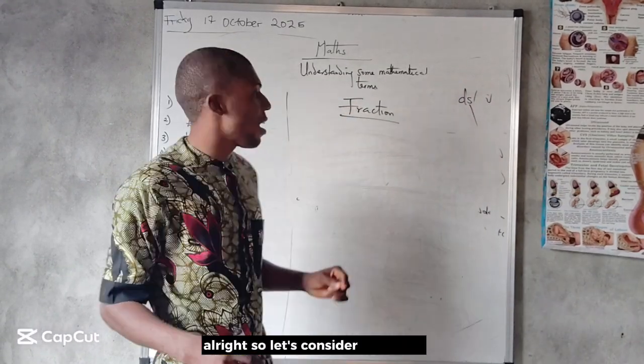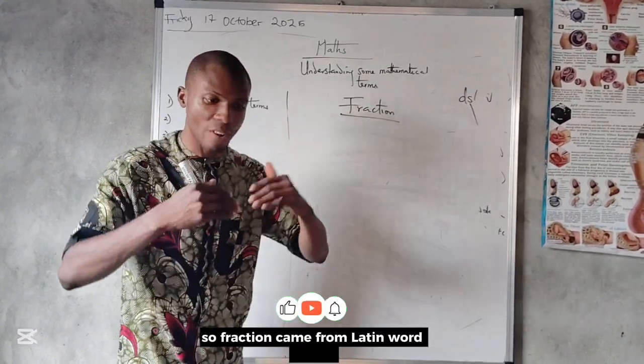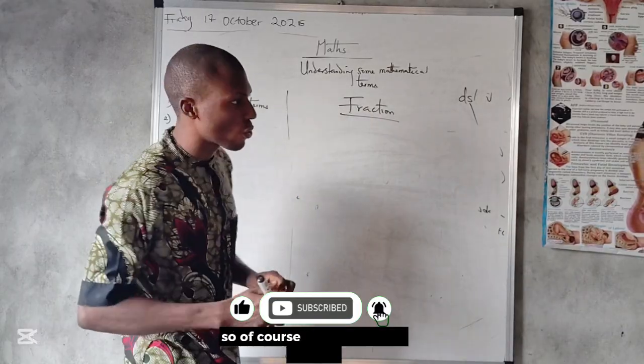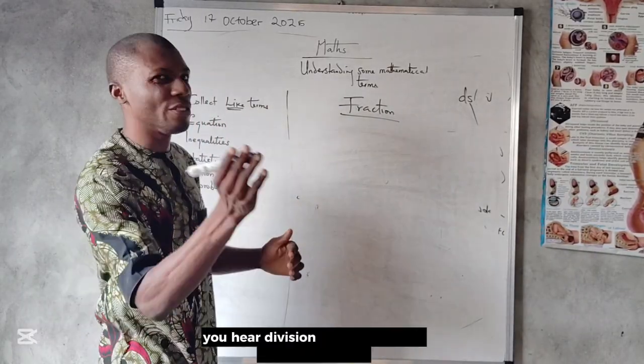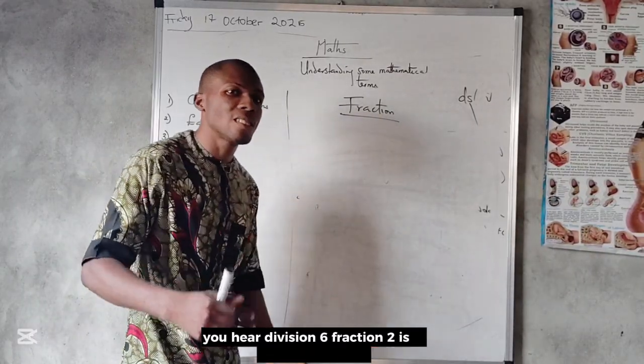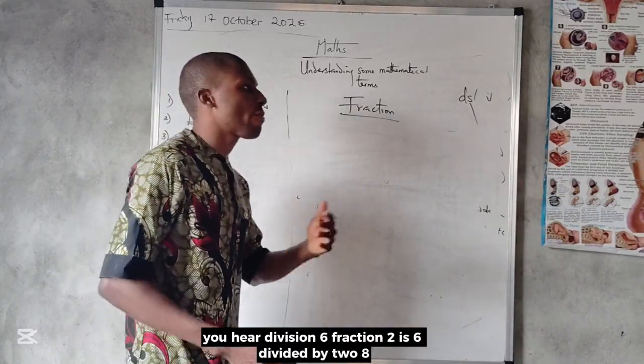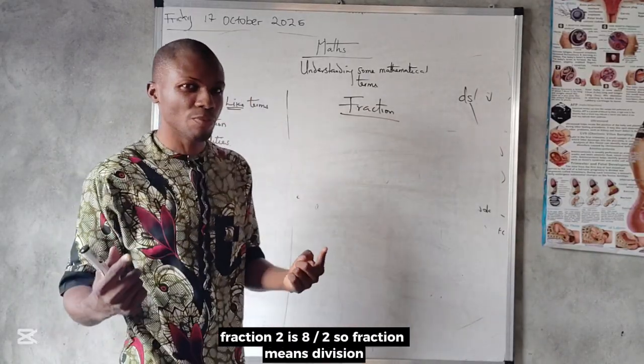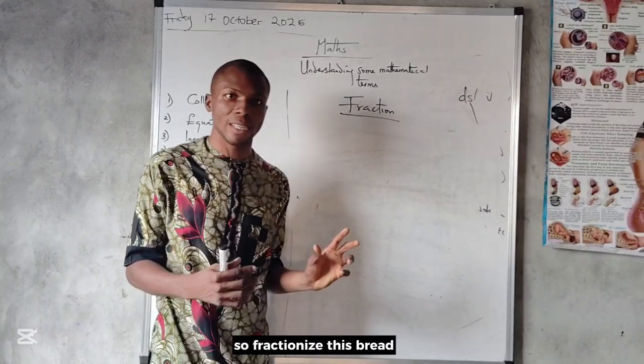Alright, so let's consider fractions. The word fraction came from the Latin word fractus, which means division. So of course, when you hear fraction, you hear division. 6 fraction 2 is 6 divided by 2. 8 fraction 2 is 8 divided by 2. So fraction means division.